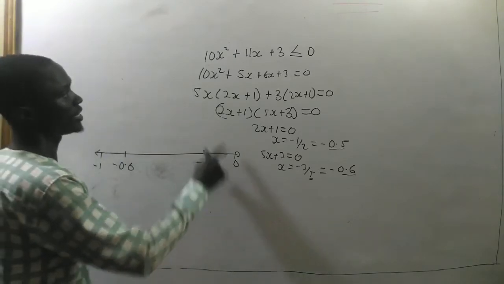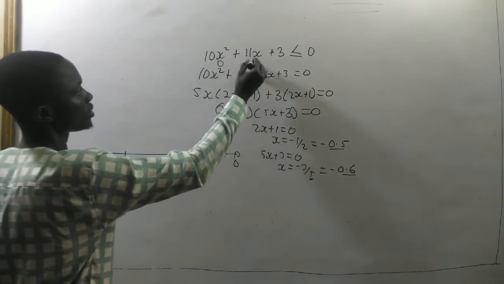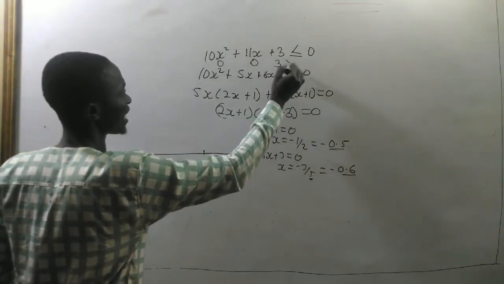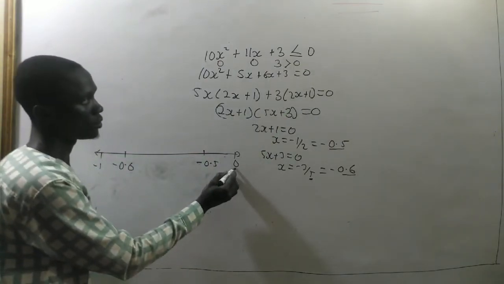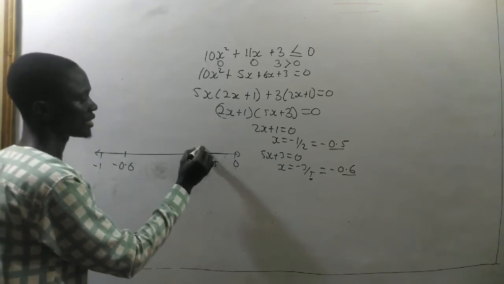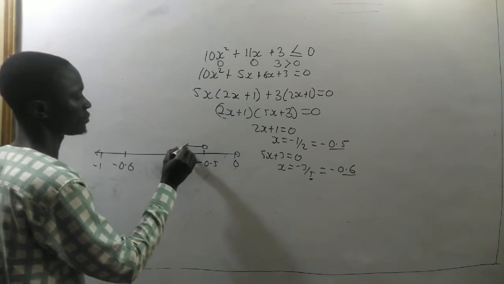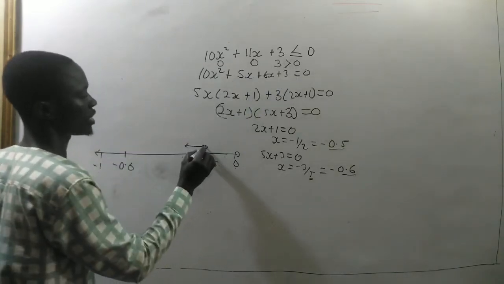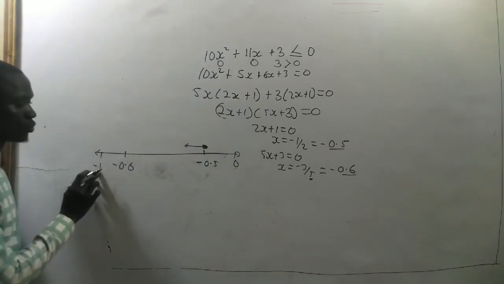So if I put in 0, this will be 0, 0, and I'll have 3. 3 is greater than 0. So if I put in 0, the value that I'll get will not be less. It means that if I stand here, I won't go to this side. I'll come here. And since we have the equal to sign, I'll shade this one. Very simple.